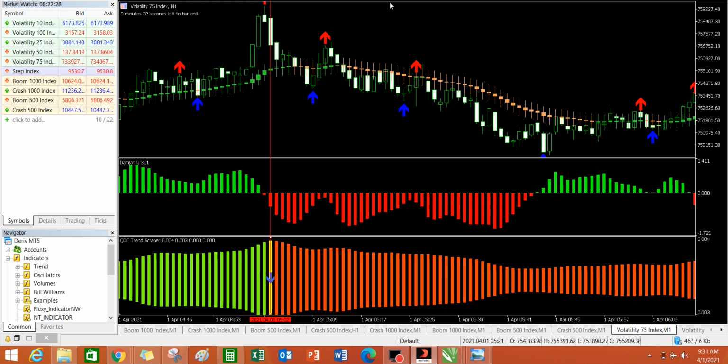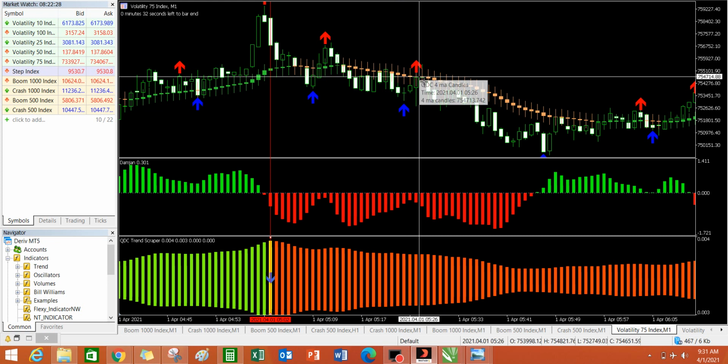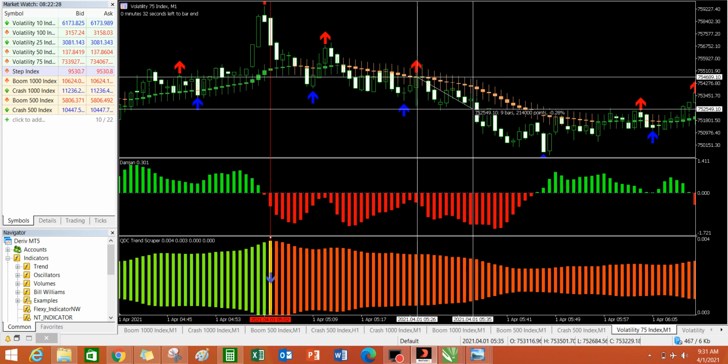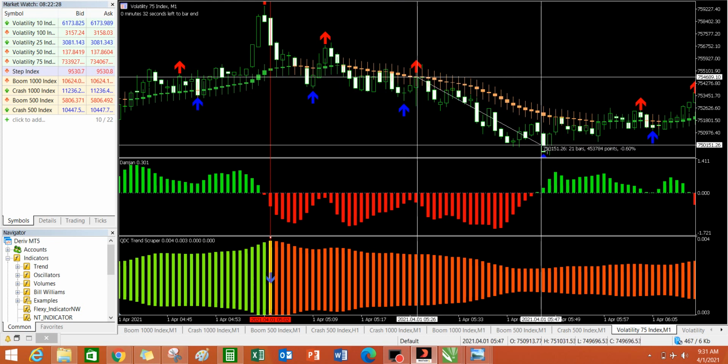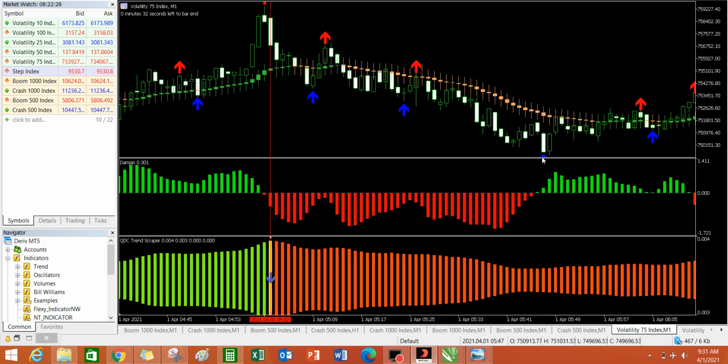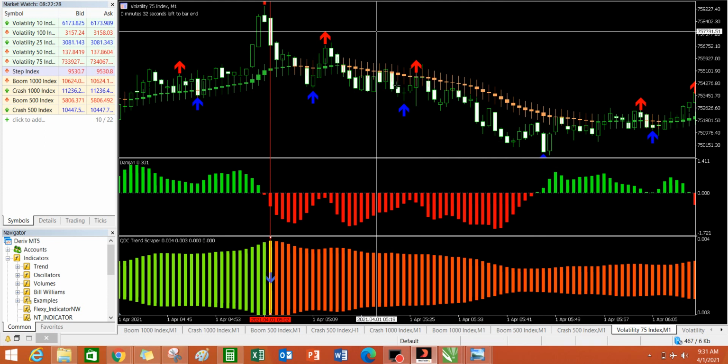Since this is still red, you can still come in after you get a sell signal here and be in the market till this level. So you exit the market here on this arrow. So let's see the number of candles claimed there.